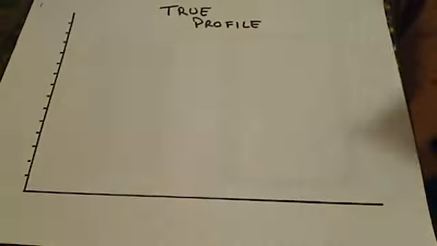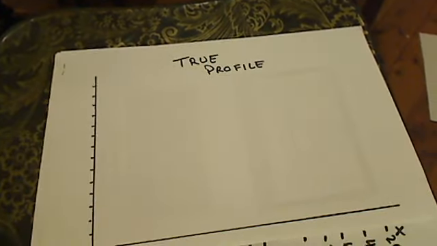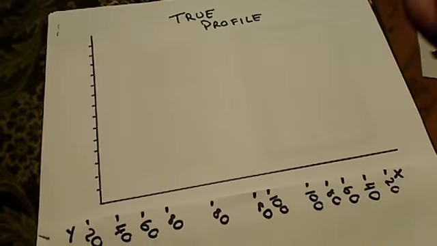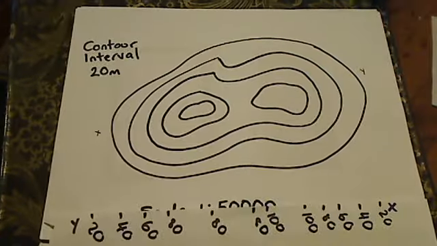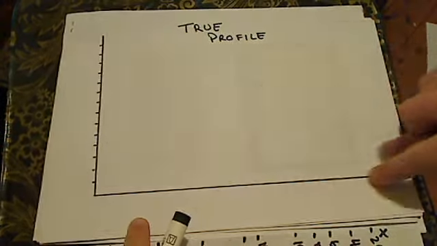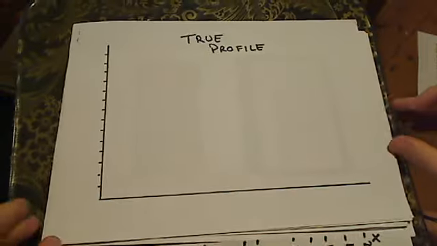So normal cross sections work by having a true profile. The true profile is where the amount that we go up by along this axis is the same amount that we go along by on this axis. And it's the topographic map that tells us that. Here the scale is 1 to 50,000 centimeters, so every centimeter along here will also be 50,000 centimeters. So every centimeter up here we need to mark as 50,000 centimeters, or half a kilometer. So I'm going to go about marking that up here.